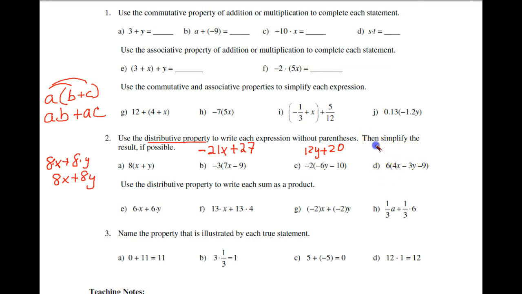This is going to be 24x minus 18y and this will be a negative 54. And it never hurts to check your work and checking your signs. Okay.